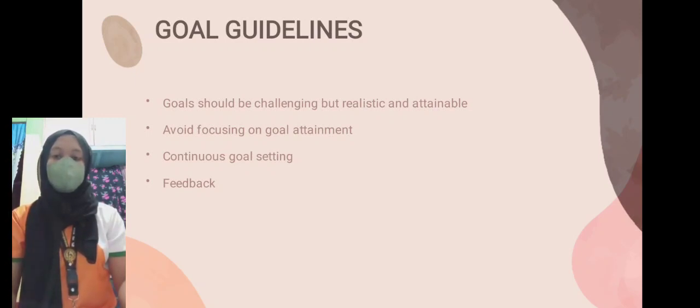Continuous goal setting. Goal setting is a process that never ends. Once a goal is achieved, another goal with a different direction should be created to take its place. For example, you've succeeded in taking your licensure examination for teachers, and now your next goal is to have a PhD in your name.